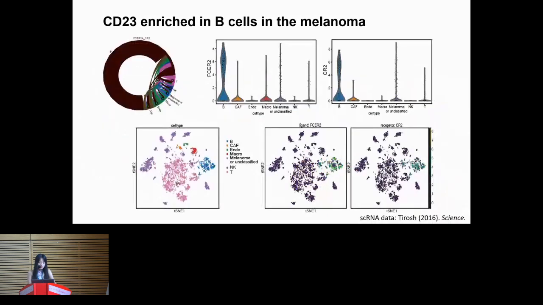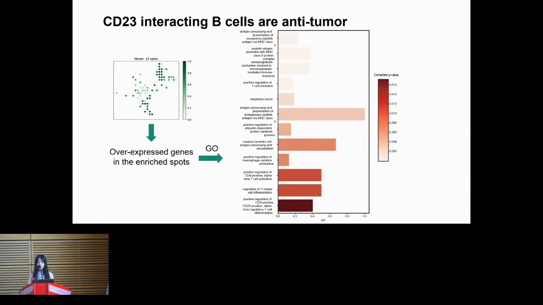And our course plot, also including our plotting modules, showed it's enriched with B cells and other immune cells, which is consistent with the single cell RNA dataset. And when we extracted the overexpressed genes of these CD23 hotspots and did GO analysis, we found these spots to have an anti-tumor role, as opposed to some immune cells previously reported to have pro-tumor roles.